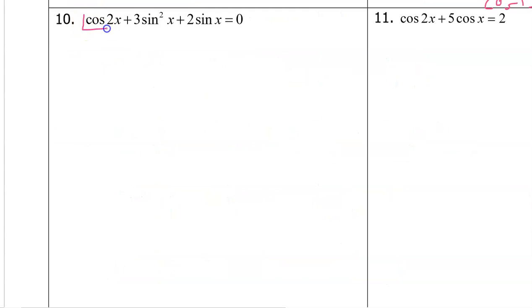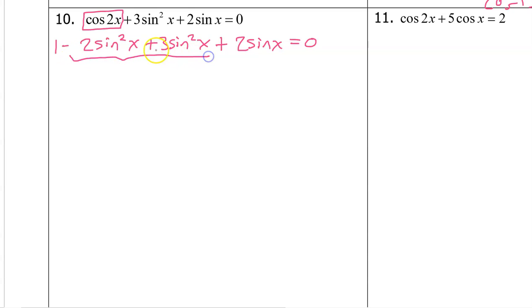Okay, so I'm going to take this and replace it with 1 minus 2 sine squared. Here comes the rest of it, plus 3 sine squared plus 2 sine is equal to 0. We've got some like terms happening right here. Let's put those together, and I'm also going to take this 1 and move it to the end where it belongs. Negative 2 plus 3 is positive 1.